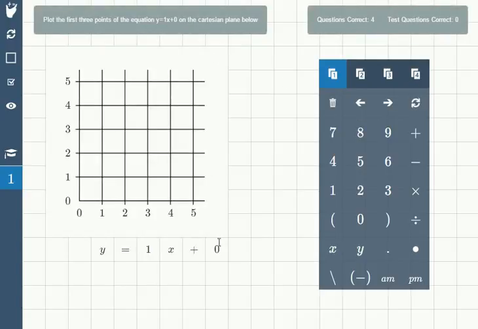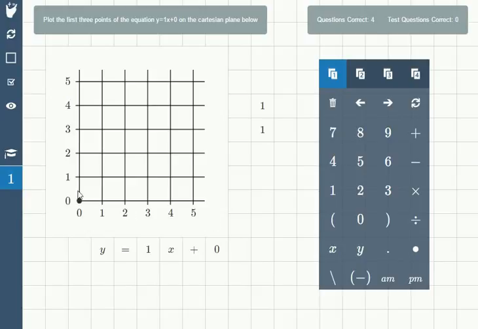This time, our y-intercept is 0, which means that we can put a dot at 0 on the y-axis. And to move to the next point on the line, we need to look at our slope number, which is 1 in this case, which is the same as a slope of 1 over 1, which means to move to the next point in the line, we need to go up 1 and then across 1.